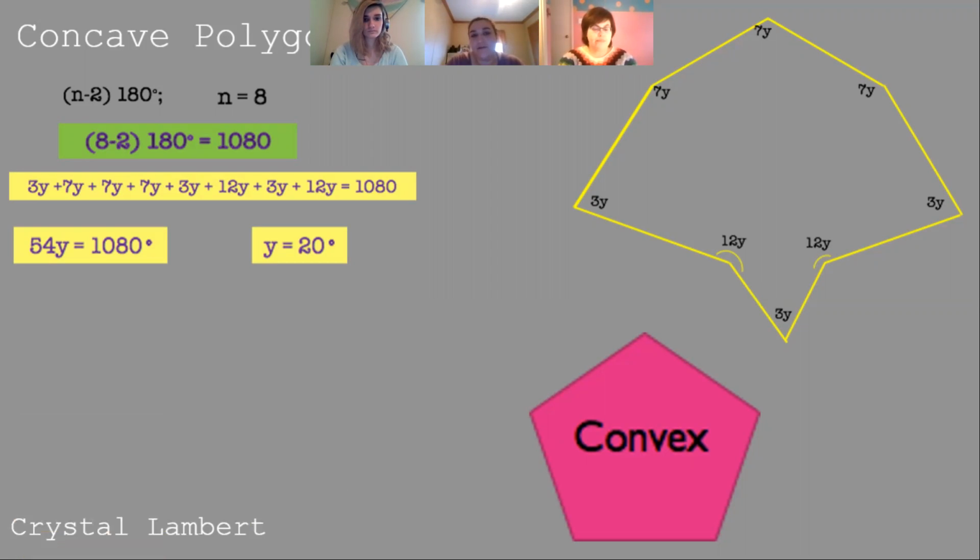How do we know the measurement of each angle? Well, I'm glad you asked, Laura. To determine the measurement of each angle, we have to substitute the 20 degrees for the variable y. So for our angles that are labeled 3y, we multiply 3 times 20 degrees, and that gives us 60 degrees. Then we will do the same for 7y, which gives us 140 degrees, sorry. And then we're going to do it again for 12y, which gives us a total of 240 degrees.